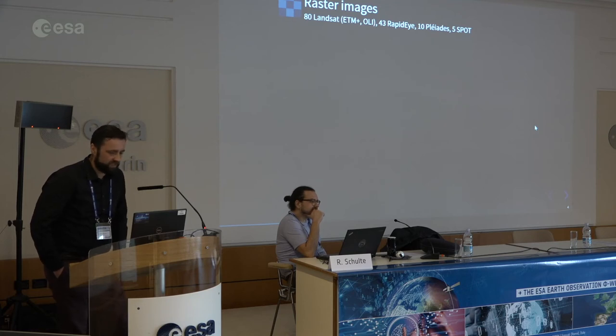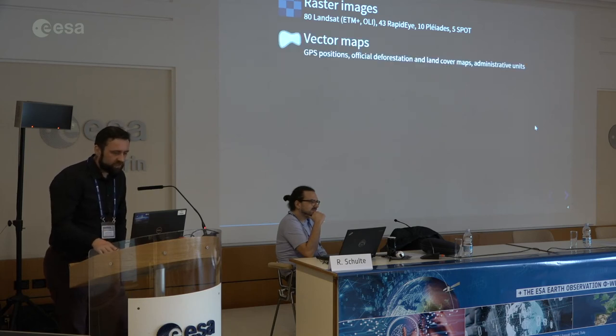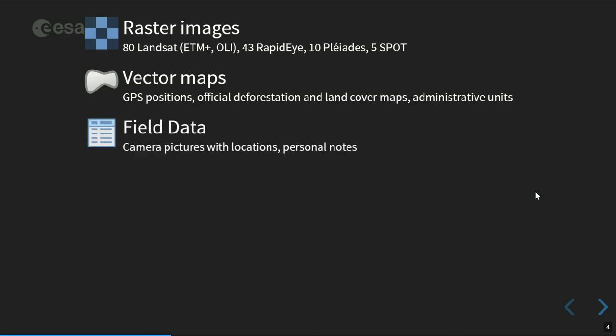Starting with our analysis, we had a lot of raster images, mainly from the Landsat sensors, but also images with better spatial resolution but worse temporal coverage, and also worse spatial coverage for us. So raster images coming from different sensors, but also vector information like GPS positions from our field trip, official deforestation maps, land use maps, and administrative units, which we like to use to get a better picture of what happens on the ground. And of course, other kinds of data like camera pictures made in the field and by colleagues, and personal notes.